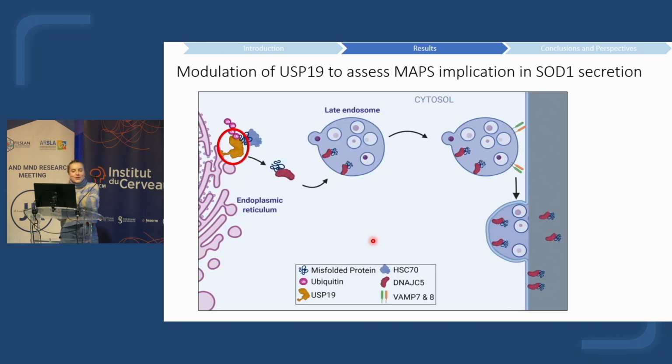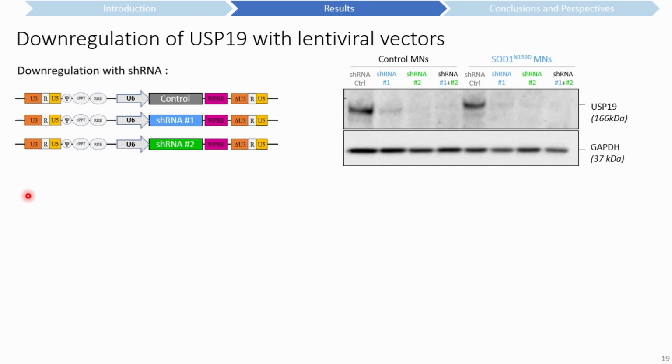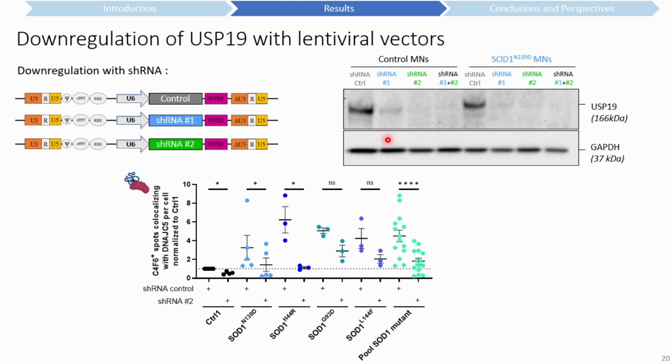To better understand how the MAPS pathway can be involved in SOD1 secretion, we wanted to modulate USP19 because, as I remind you, this pathway is initiated by USP19. So we downregulated USP19 efficiently with a lentiviral vector, as you can see here, and looked at the colocalization between misfolded SOD1 and DNHC5.